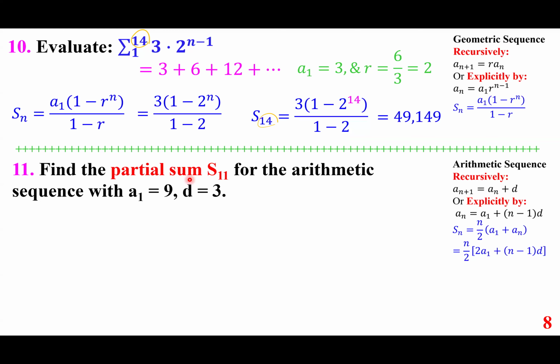Find the partial sum S sub 11 for the arithmetic sequence with A sub 1 being 9, D being 3. When we have the first term and the last term, we use this one. When we don't, we use this formula. So S sub n is n over 2 times 2 A sub 1 plus n minus 1 times D. And so A sub 1 is replaced by 9, D is replaced with 3, and n is replaced by 11.